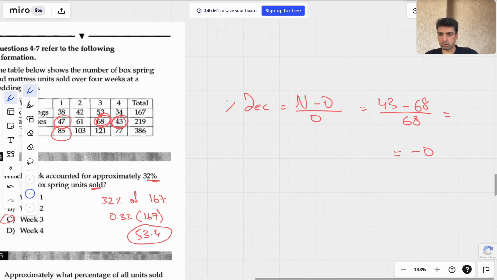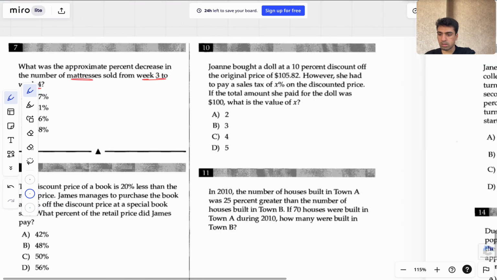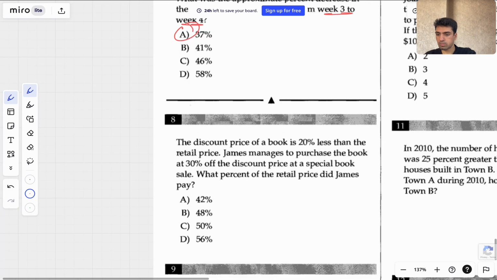negative 0.367, which is around 36.7% decrease. So the negative sign means decrease. So 36.7. So close to 37. Okay, next.